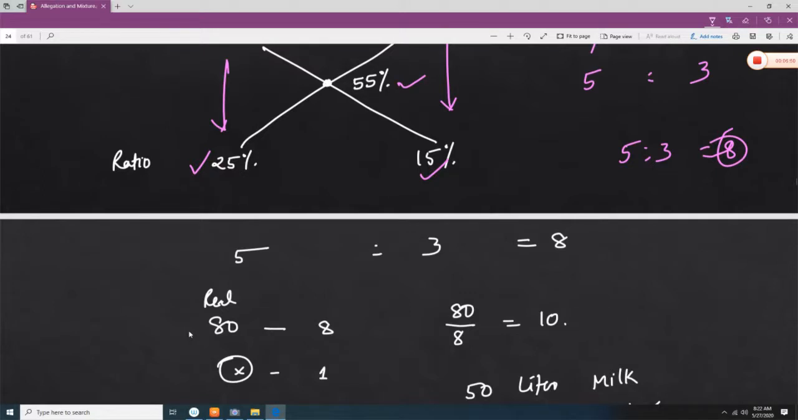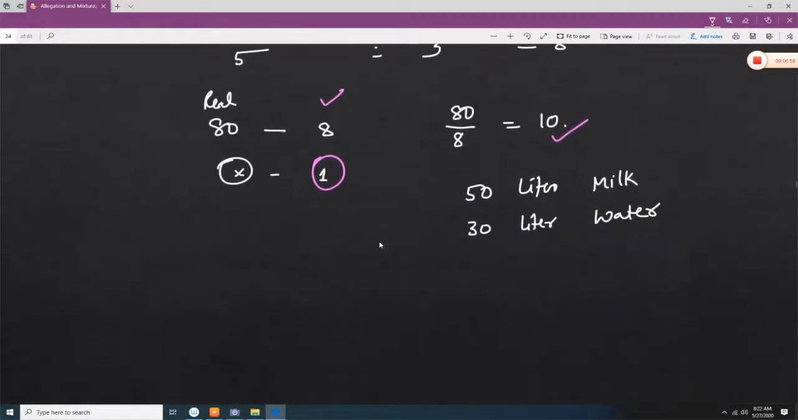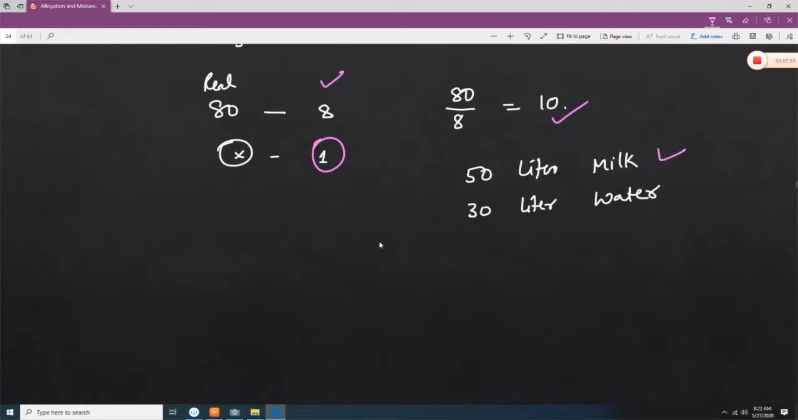So 80 is the real value, and 8 is the ratio. When 1 is the part, how much is the real value? That is 10. So 50 liters milk and 30 liters water, because it is 5 is to 3. So 5 multiplied by 10 is 50 and 3 multiplied by 10 is 30.